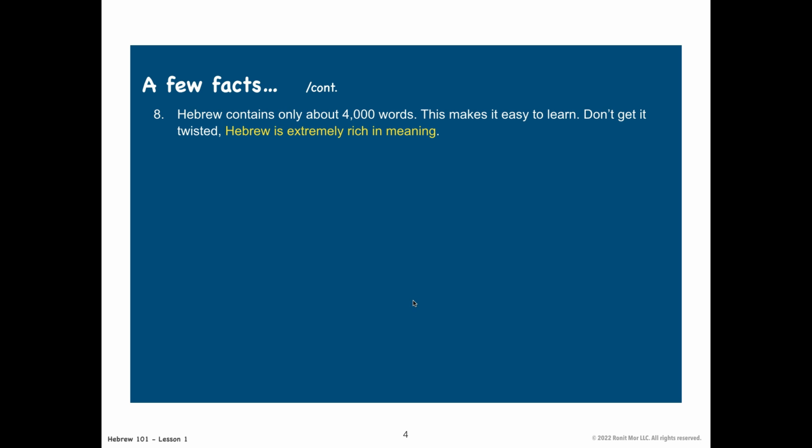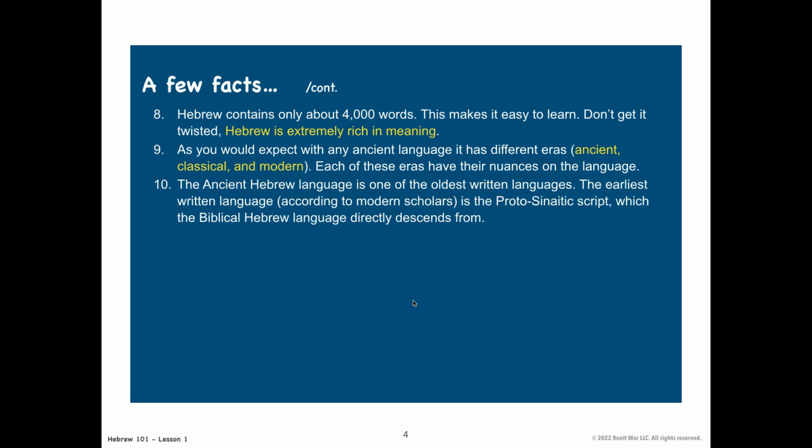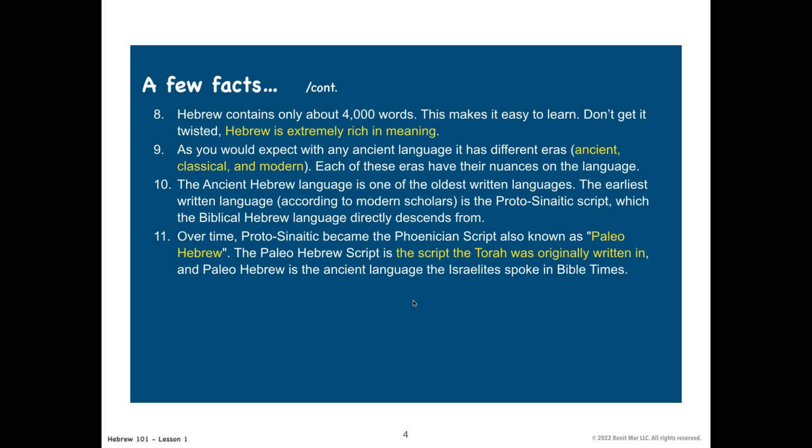This makes it easy to learn. Don't get it twisted, Hebrew is extremely rich in meaning. As you would expect with any ancient language, it has different eras: ancient, classical, and modern. Each of these eras have their nuances on the language. The ancient Hebrew language is one of the oldest written languages. The earliest written language is the Proto-Sinaitic script, which the biblical Hebrew language directly descends from.